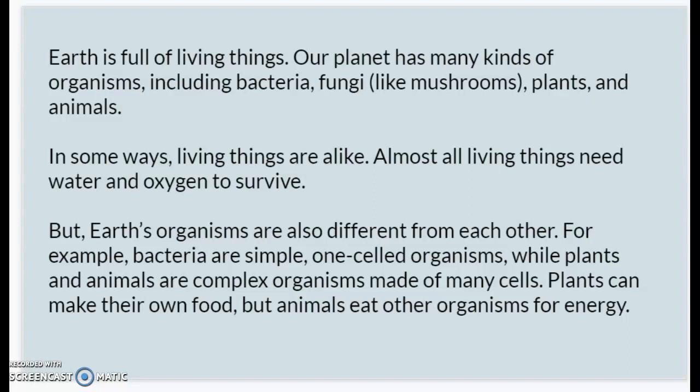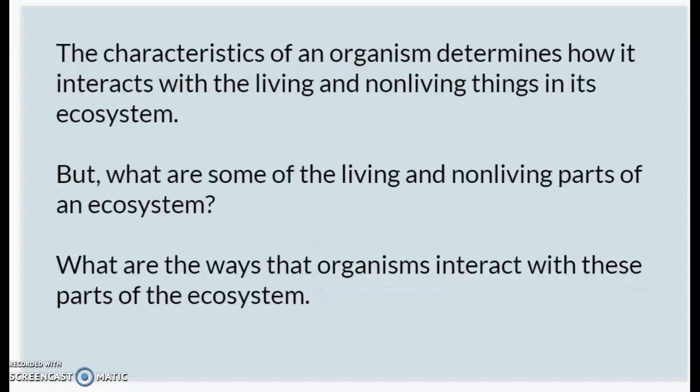So that should be kind of a review of our unit that we just finished. So that should sound familiar. The characteristics of an organism determine how it interacts with the living and non-living things in its ecosystem. But what are some of the living and non-living parts of an ecosystem? What are the ways that organisms interact with these parts of the ecosystem?